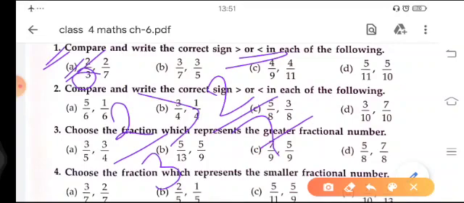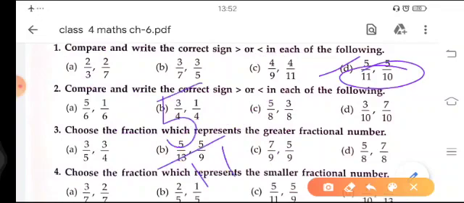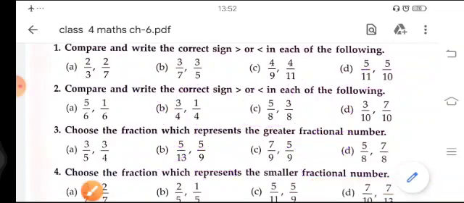If we see the D part of this question, in this also the numerator is the same and denominators are different. So the smaller denominator will represent the greater fraction. It means 5 upon 11 is smaller than 5 upon 10. In this way you will put the greater than and less than sign.